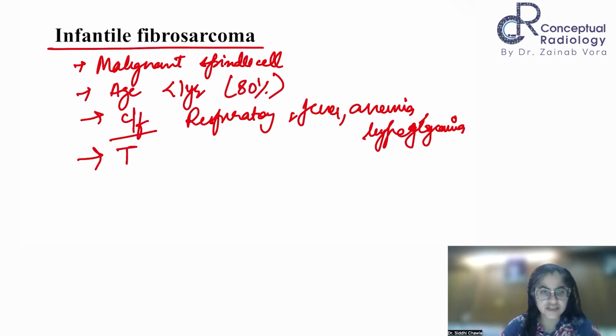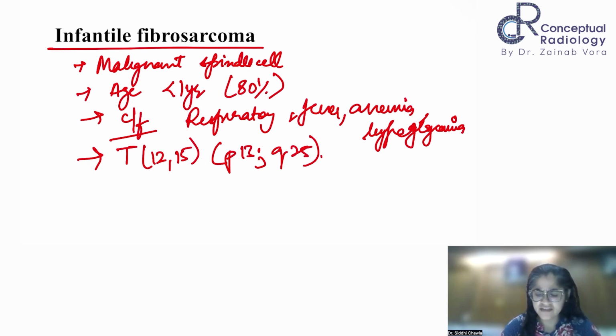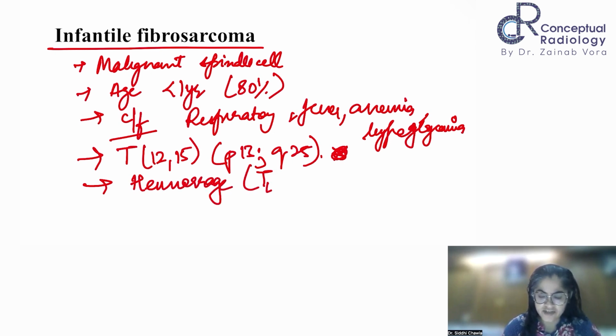The translocation associated with this is the translocation 12;15, p13;q25, right? And again, the genetic mutations are not very important to remember, but if you are reading in greater detail, then obviously it helps. Another important thing is hemorrhage. Hemorrhage is very common in this tumor, and you know that hemorrhage appears hyperintense on both T1 and T2 weighted images.